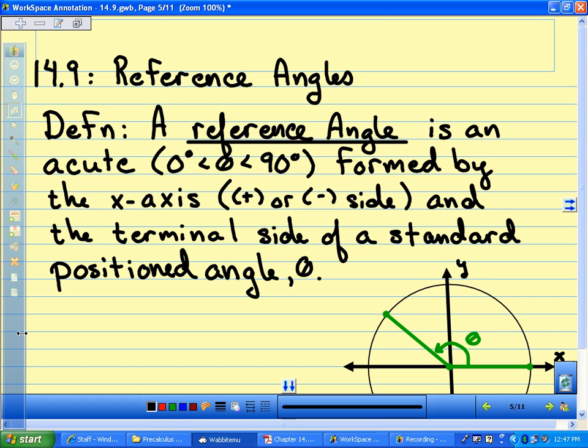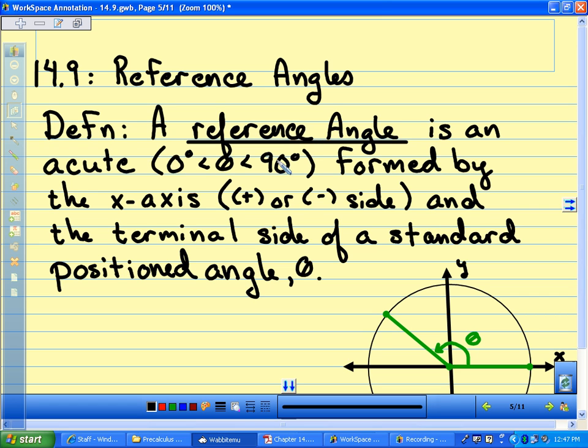For example, 120 degrees. What quadrant is 120 degrees in? It's in quadrant 2. Okay, that fits the category for a quadrant 2 angle. Now, I'm going to tell you that the 120-degree angle behaves the exact same way as a 60-degree angle. A 120-degree angle has a reference angle of 60 degrees. So the sine, cosine, and tangent of a 120-degree angle is going to be the same as the sine, cosine, and tangent of a 60-degree angle, with the exception that we might have to tag on a negative because we're in quadrant 2.